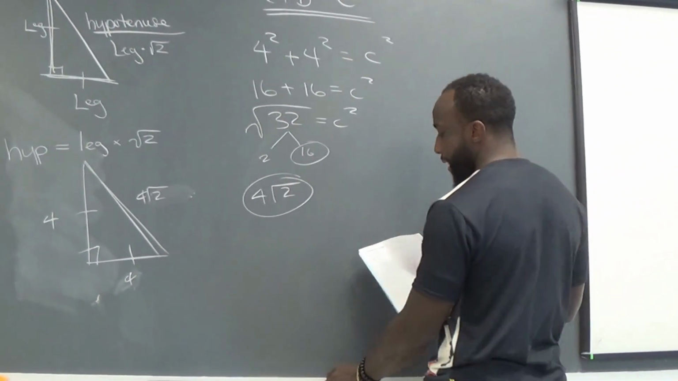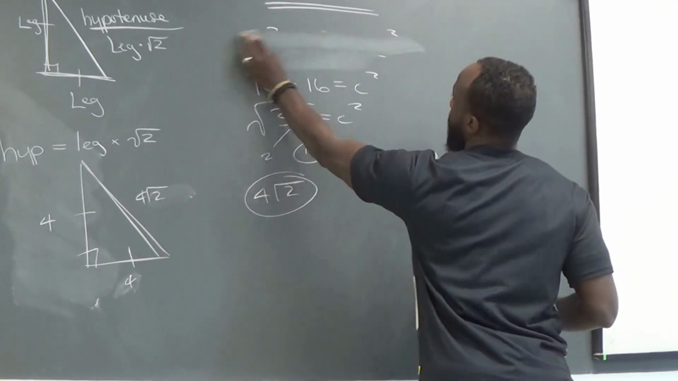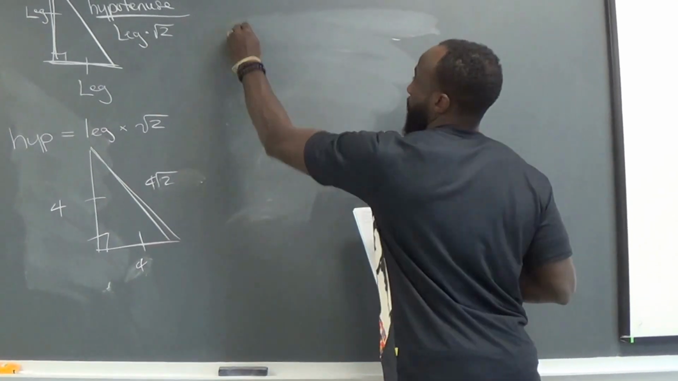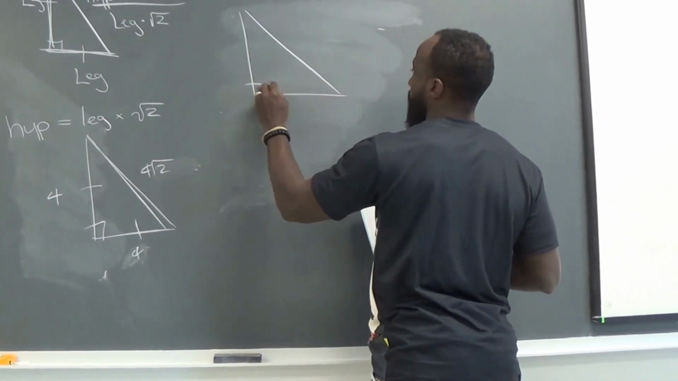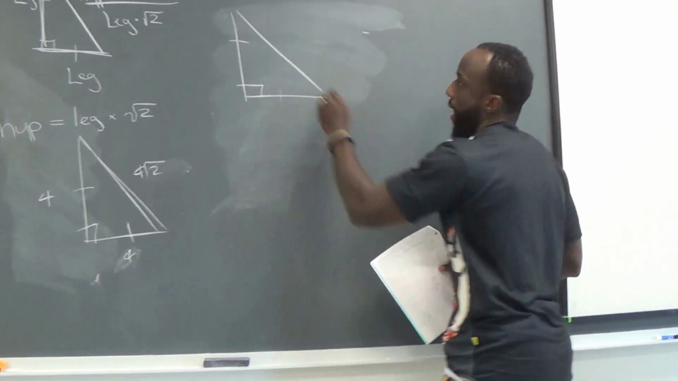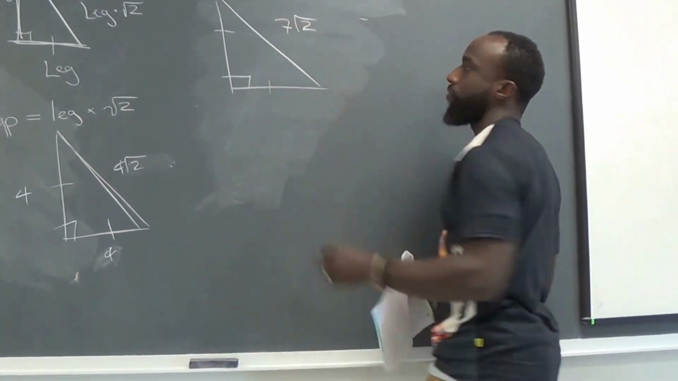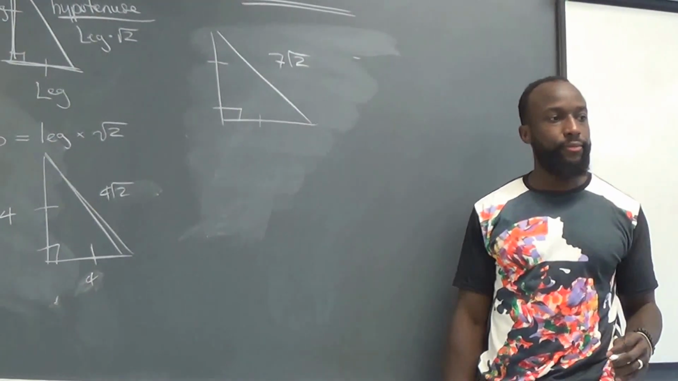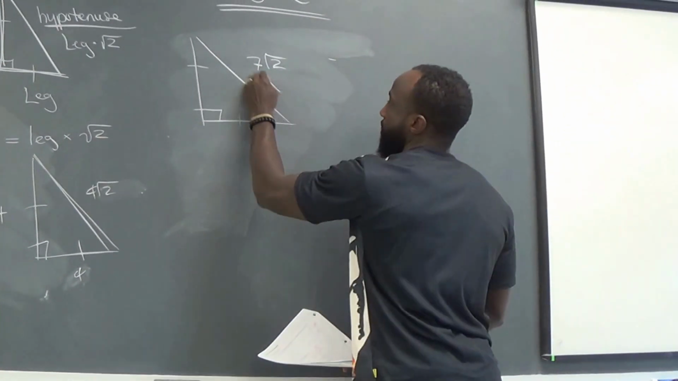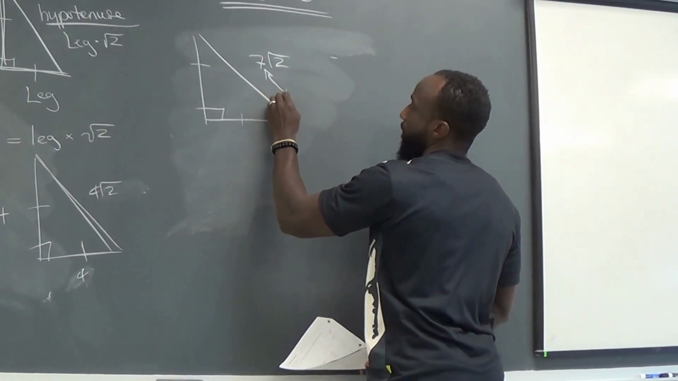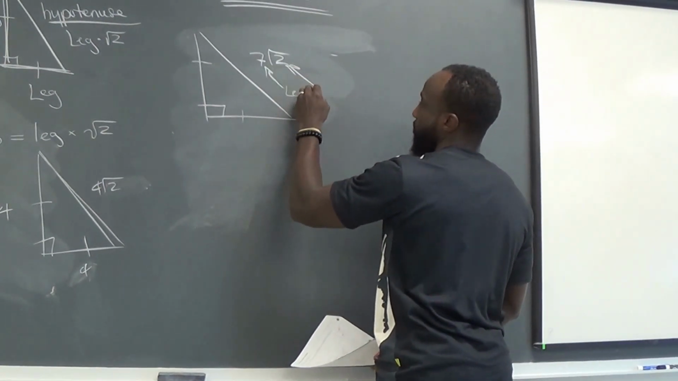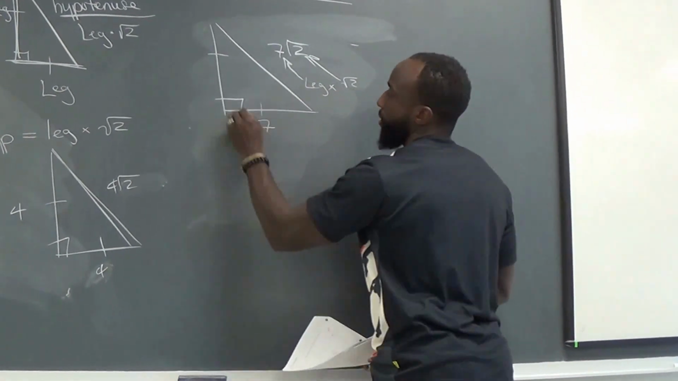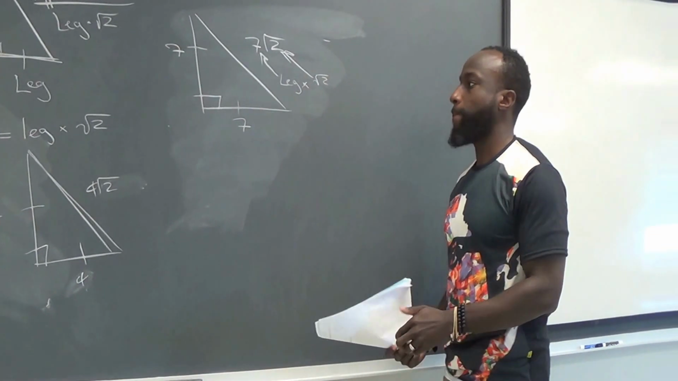Now, what if we said, hey, your right triangle is isosceles, and the hypotenuse is 7 root 2. What would the measures of the legs be? 7, because this is the leg, and this is just the root 2 part of your hypotenuse. So these sides are 7.